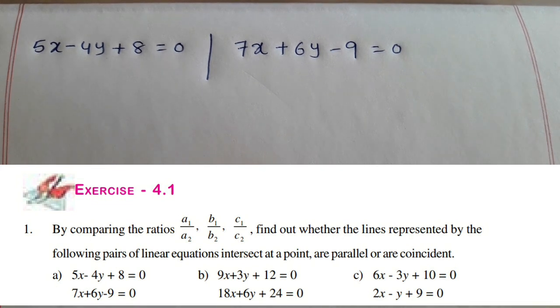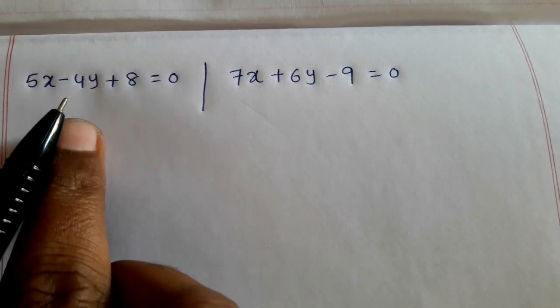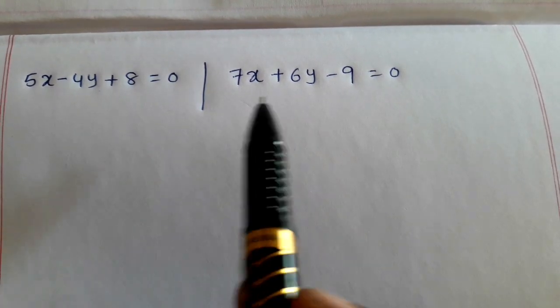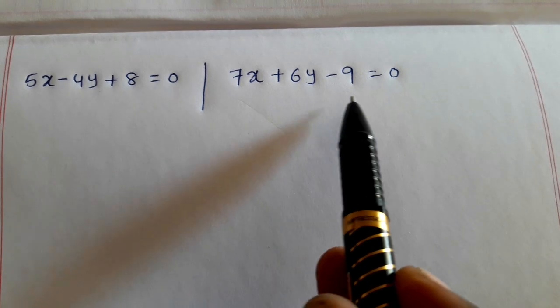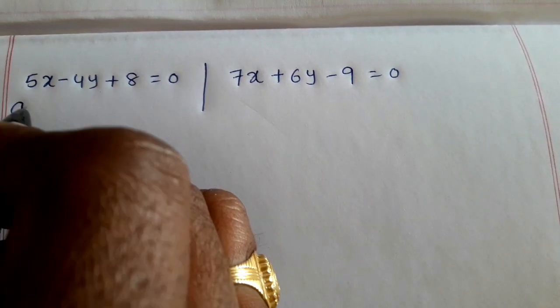By comparing these two lines, we have to conclude what type of lines these are, whether they are intersecting lines, parallel lines, or coincident lines. So here two lines are given for us. 5x minus 4y plus 8 is equal to 0. 7x plus 6y minus 9 is equal to 0. So first you compare these two lines.